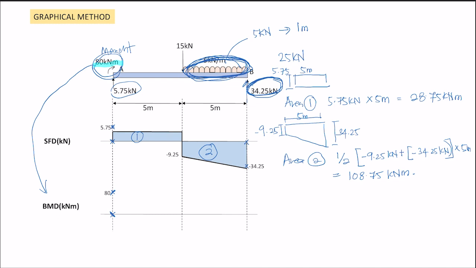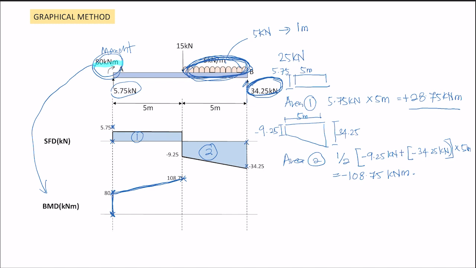Then for the next line, after 5 meter, you have area 1 there. Calculating for line number 2, the area that we got for area 1 is 28.75. The value is positive, it is above, positive. So you add this 80 with 28.75. Here I get 108.75. So I mark here 108.75. It goes up like this, and then the line will increase like this.